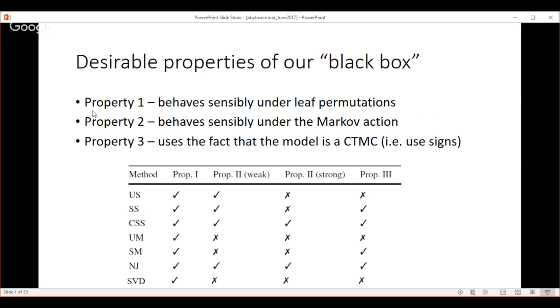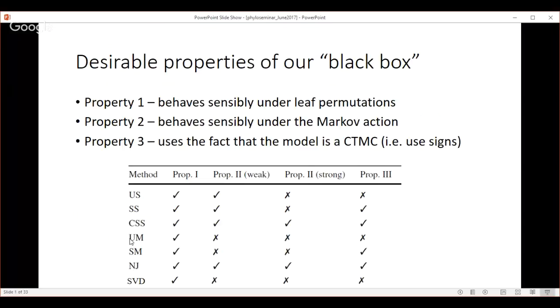And so we can think of three properties that we might like our methods to have. Property one was this idea that you do sensible things if you permute your input. Now, all of our methods have this property. You might say, why bother to include it? It actually turned out to be an enormously useful debugging tool when writing the code for this.